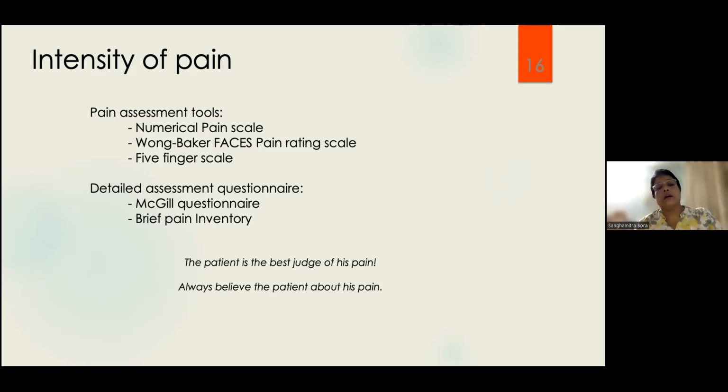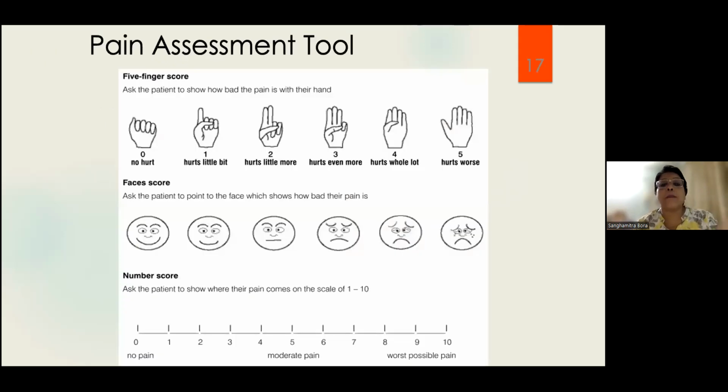There are other assessment questionnaires that we generally use, or those are generally for research purposes. Those are the McGill questionnaire and the brief pain inventory. But in our OPDs, we generally use the NRS, the numerical pain rating score. We need to understand that the patient is the best judge of his pain. So we need to believe the patient always about the type of pain that he is trying to tell us. It is our onus to know the quality of pain and to understand the intensity of pain.